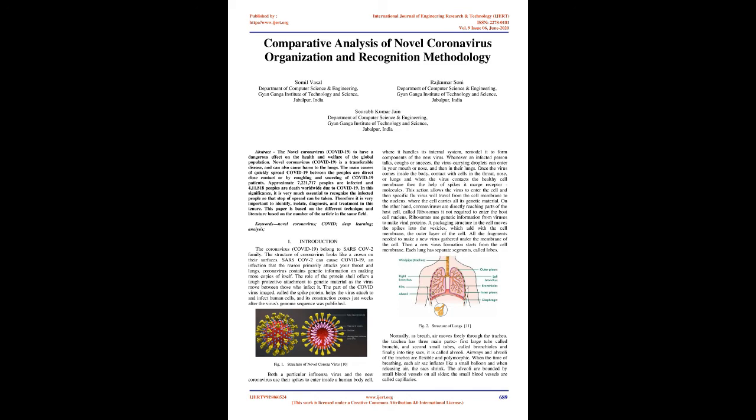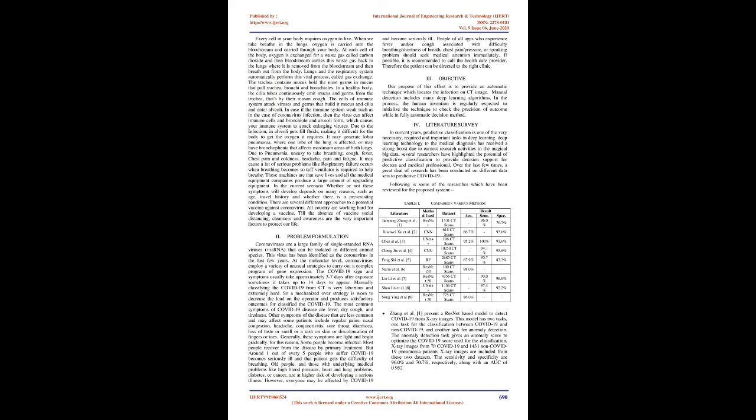When we breathe in, oxygen is carried from the lungs into the bloodstream and carried through your body. At each cell of the body, oxygen is exchanged for a waste gas called carbon dioxide, and then the bloodstream carries this waste gas back to the lungs, where it is removed from the bloodstream and then breathed out from the body. Lungs and the respiratory system automatically perform this vital process, called gas exchange.